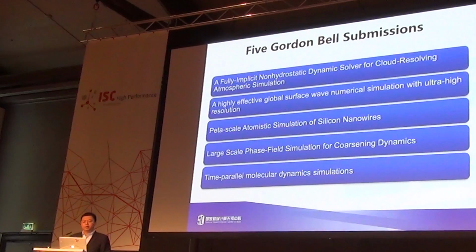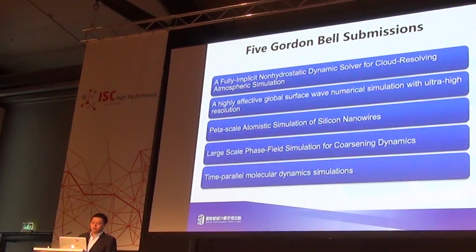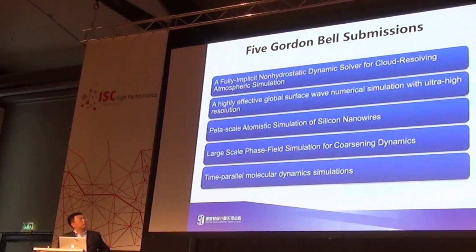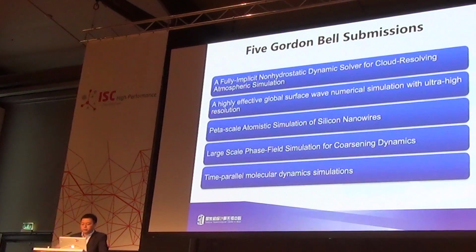Now I would like to talk briefly about the Gordon Bell submissions that we have made based on our Sunway TaihuLight system. You can see that we have around 5 key applications that have managed to scale to almost the full system of TaihuLight. Two of them are related to climate modeling: one for atmospheric simulation, another for surface wave simulation. The other ones are for atom level or phase field simulations and for MV simulations.